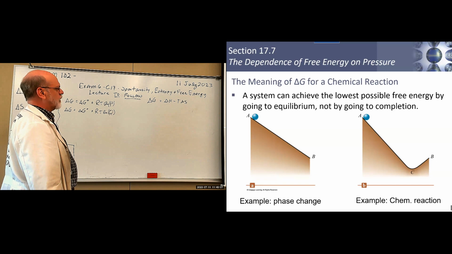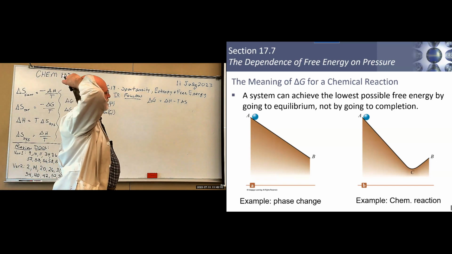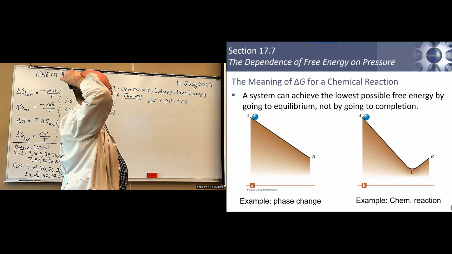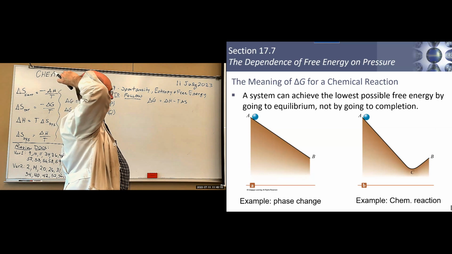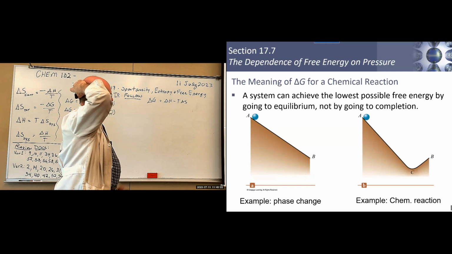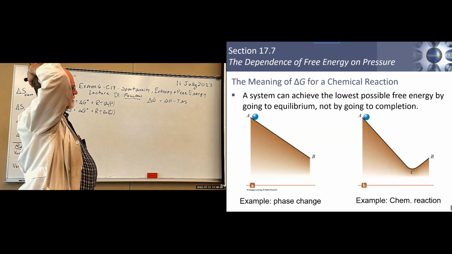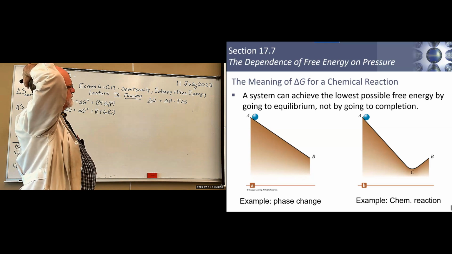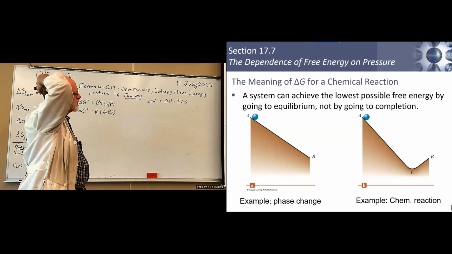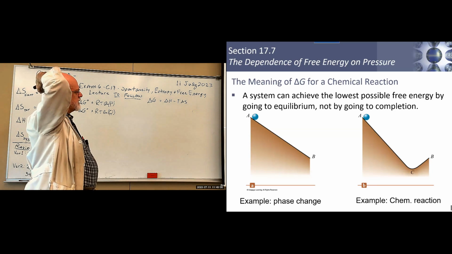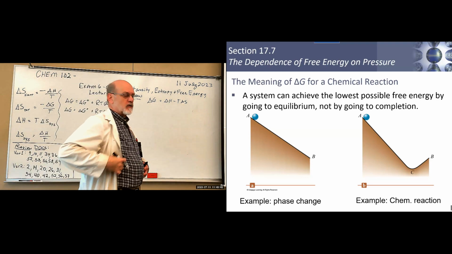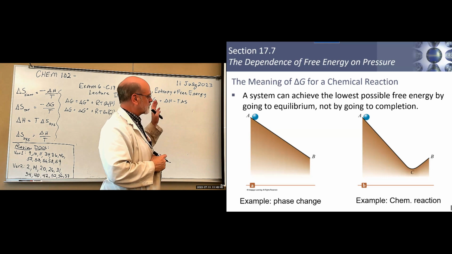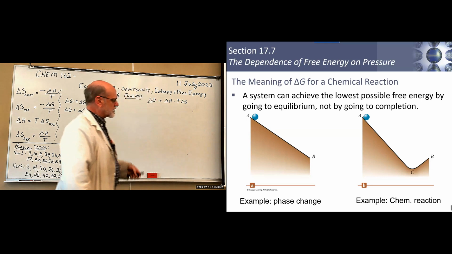So let's see, why did I stick this one in here? Delta G for a chemical reaction. A system can achieve the lowest possible free energy by going to equilibrium, not by going to completion. Okay. So the first one is supposedly the representation of a phase change. You're going from one phase A to another phase B, right? And it just keeps going until it's done. But for a chemical reaction, you can meet in the middle. Right? You can have an equilibrium where you have some product and some reactants. And that's what the C position is. It doesn't go to completion.